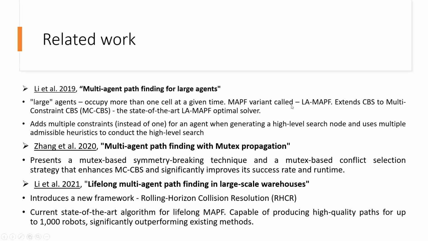There is a state-of-the-art paper called lifelong multi-agent pathfinding in large-scale warehouses. This paper has introduced a novel framework called rolling horizon collision resolution. This algorithm is so powerful that it is capable of producing high-quality paths for up to 1,000 robots in real time, significantly outperforming any of the existing methods at present.